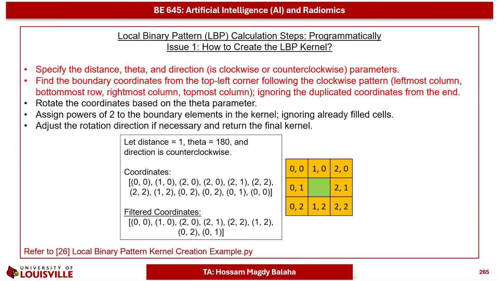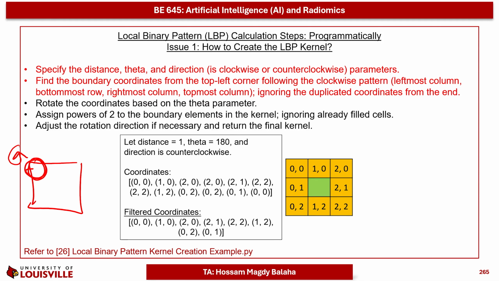So how do we create the LBP matrix programmatically? Let's start by creating the LBP kernel. The LBP kernel, as we mentioned, is the kernel that includes 2 raised to the power of a counter starting from 0, because we will use that kernel later, after obtaining the binary value, to obtain the decimal number. So the first point here is how to create the LBP kernel. If you notice in our example from a while ago, we mentioned that we will start from that corner and move counterclockwise.